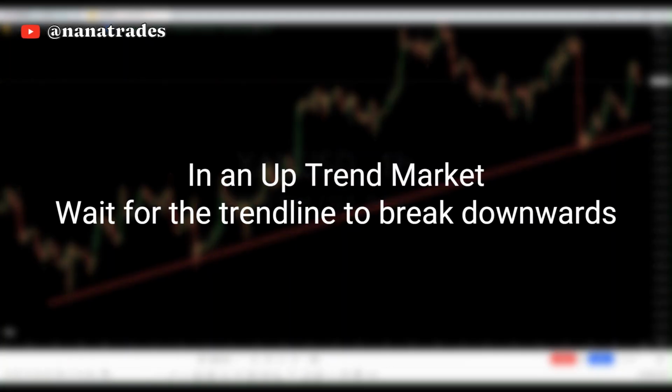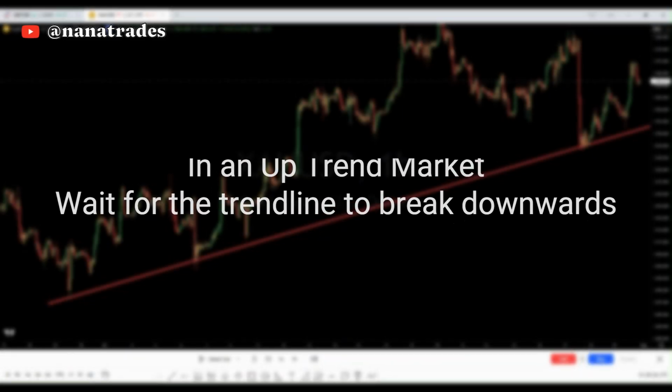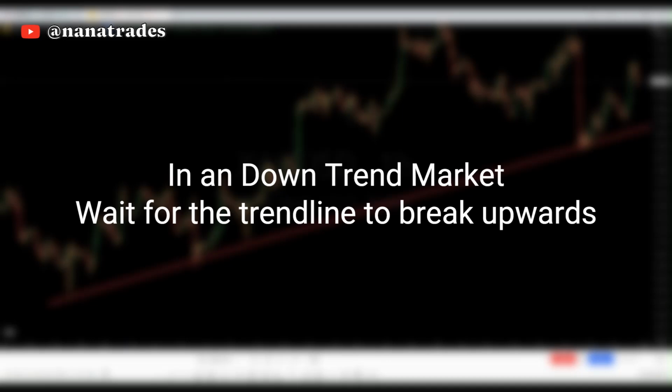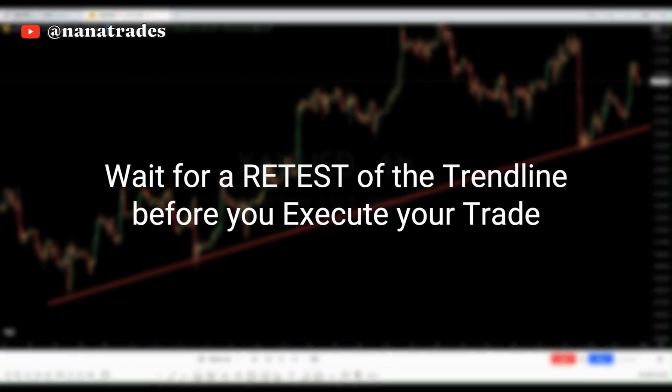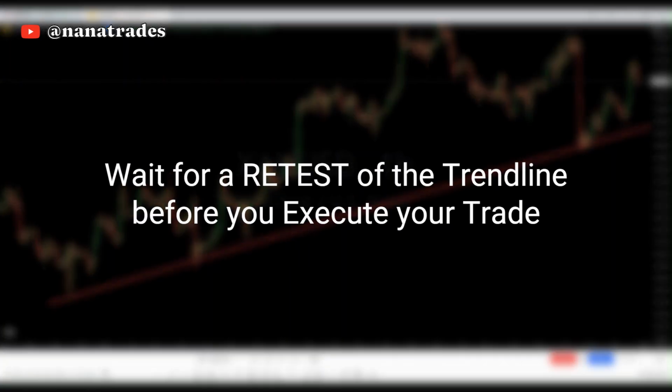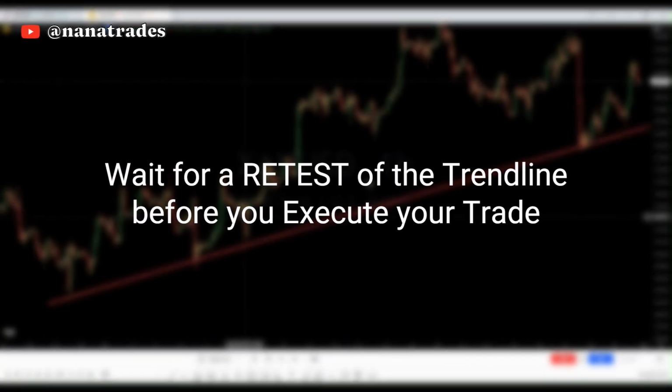So if it's an uptrend, you wait for the trend line to break downwards. And if it's a downtrend, you wait for the trend line to break upwards. And when that happens, you do not execute your trade, you wait for a retest before you take action. So we can look at this example here.